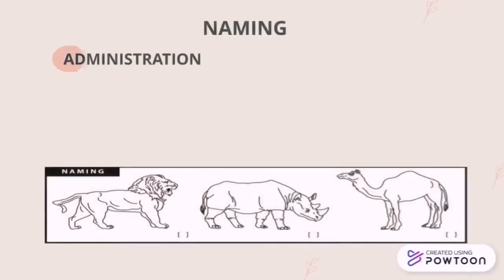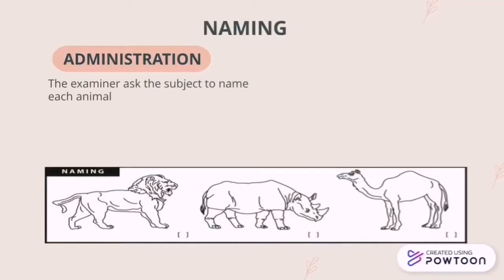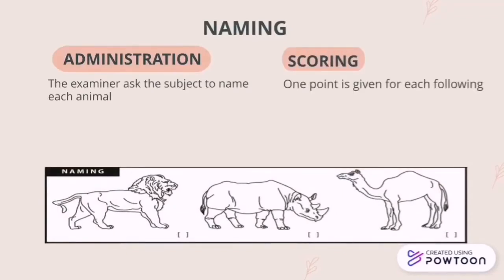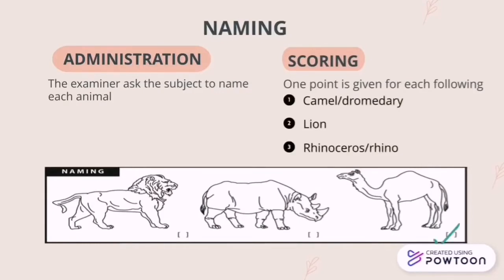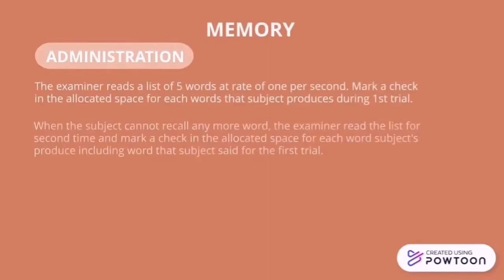For naming, the examiner will ask the subject to name each animal. For scoring, 1 point is given for each of the following: first is camel or dromedary, second is lion, and third is rhinoceros or rhino.